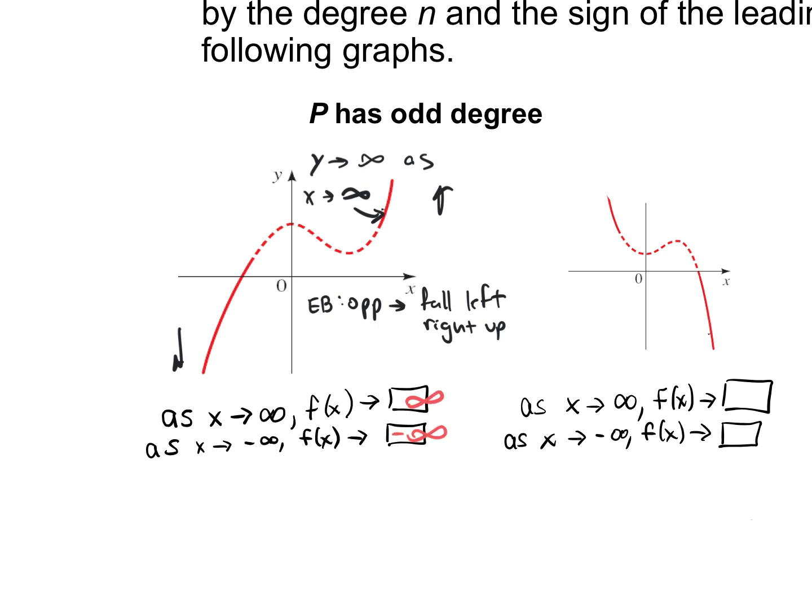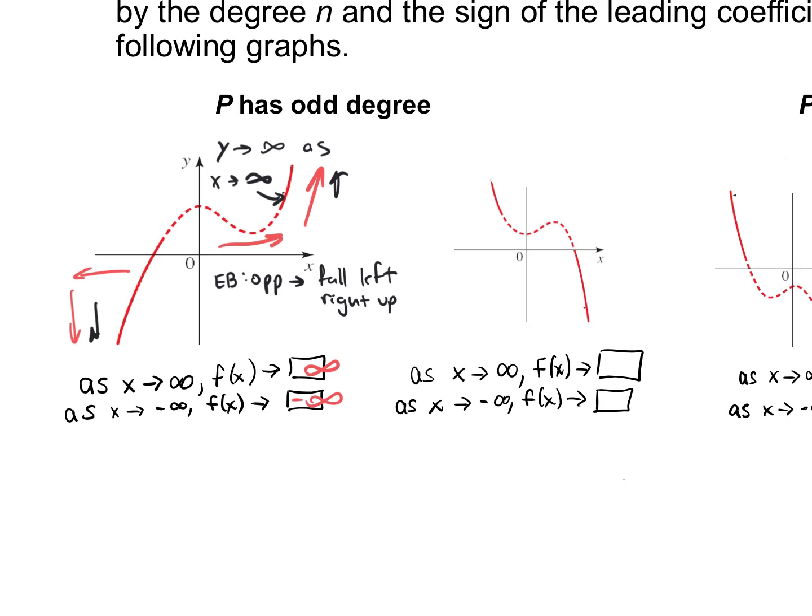What does this mean? As we look at x reaching positive infinity, we're going to the right. The y value also increases to positive infinity, and as x reaches negative infinity, the y value is reaching negative infinity. So they work together. Same for this one. We have the end behavior is opposite. So in this case, it rises left, falls right.